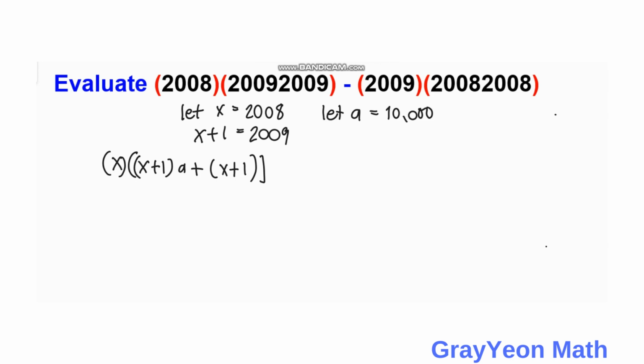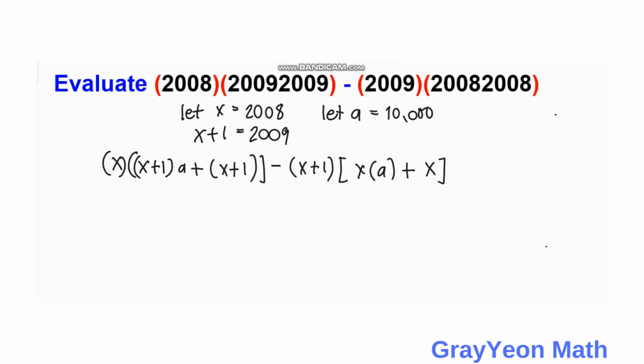And for this next portion, we have 2009, which is equal to x plus 1, times the 20,082,008, which would be x times a plus x.